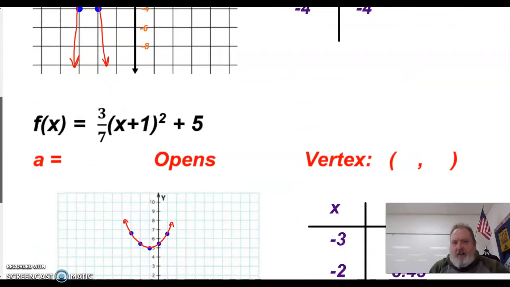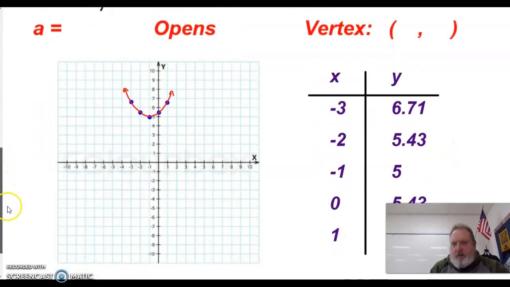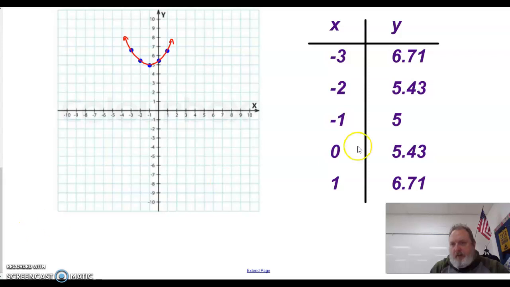So here we have 3/7, x plus 1 squared plus 5. So our vertex, I didn't type it in here, but our vertex is going to be -1, 5. So you're going to want to fill that in right there. Vertex of -1, 5. You can see I have it on the graph there. And then I picked 2 points on either side of our vertex. And I'll show you the table there. We'll scroll down. So again, here's our vertex, -1, 5.